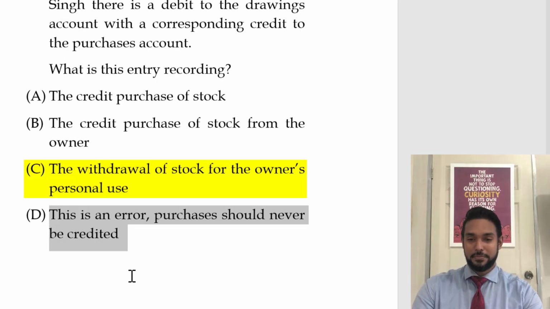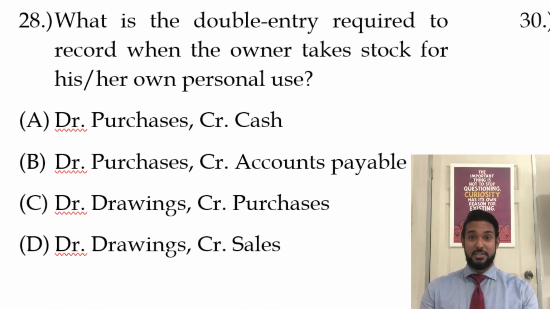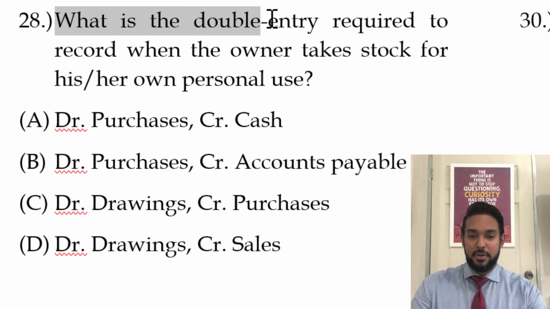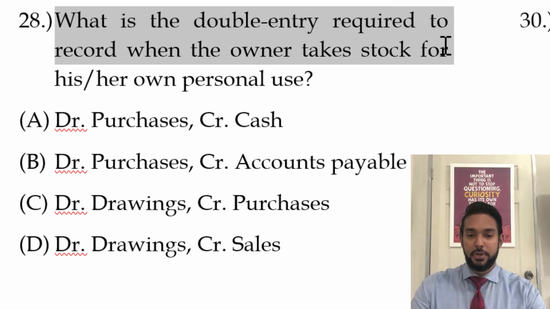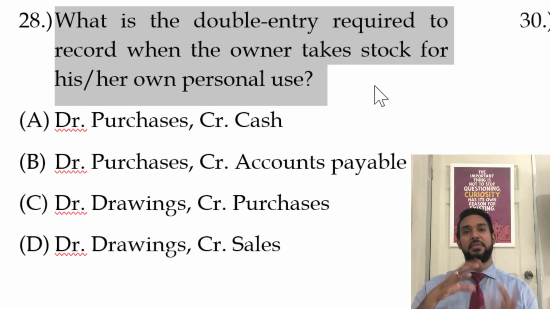Okay, guys, so I have just a few more questions here, and my first batch of multiple choice stuff will be done, so now I have to go and create some more for you all, right? Let's take a look at question 28. What is the double entry required to record when the owner takes stock for his or her own personal use? Okay, so this is the same question asked from the other side.